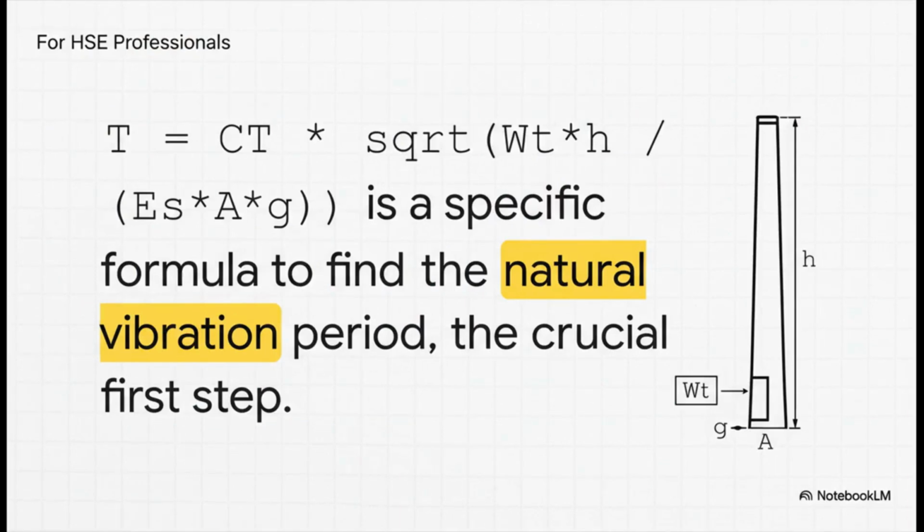Because their behavior is so predictable, the code gives us the specific, more accurate formula just for them. Getting this time period T calculated correctly is the critical first step. Why? Because as we just saw, T is the key you need to unlock the right Sa/g value from those response spectrum charts. A small mistake here could cause you to seriously underestimate the forces on your structure.